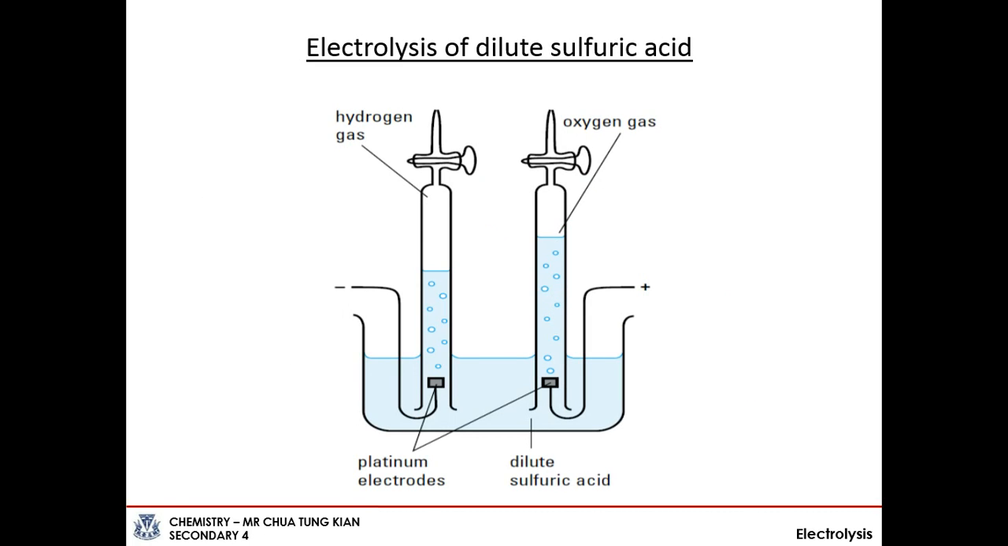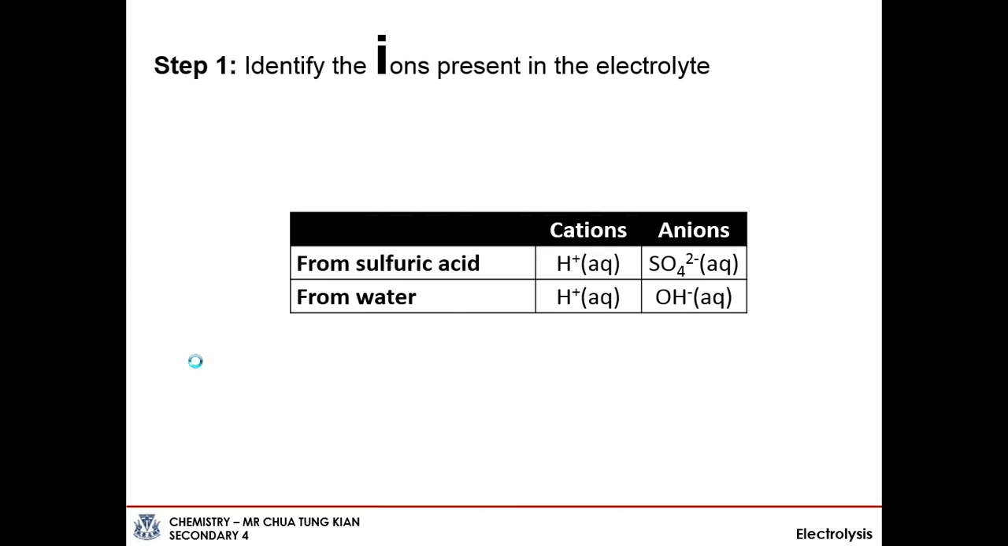Let's move on to the next part, electrolysis of dilute sulfuric acid. In this setup, if you observe very closely again, you will see that the volume here appears to be different. So let's analyze the question. Very easy, let's start again with ICAO. What are the ions present in the electrolyte? Because this is dilute sulfuric acid, H2SO4 (aq), you will have your H+ ions and your SO4 2- ions from the acid, and you have H+ and OH- from the water.